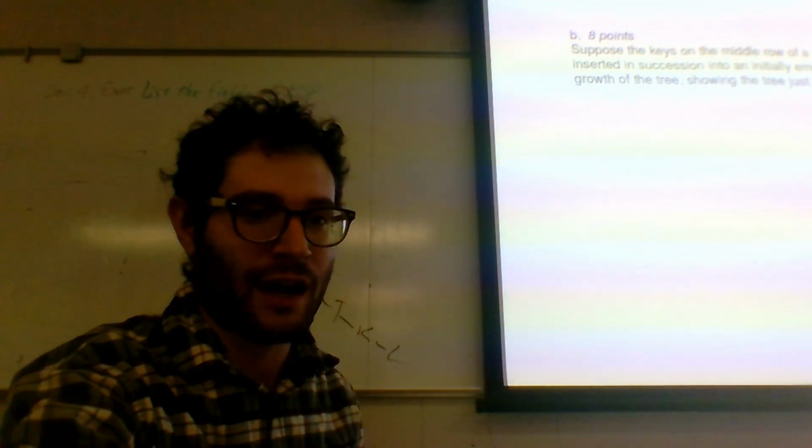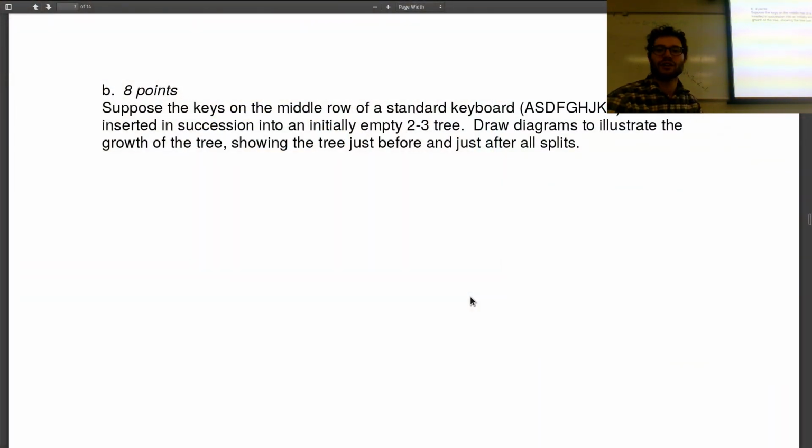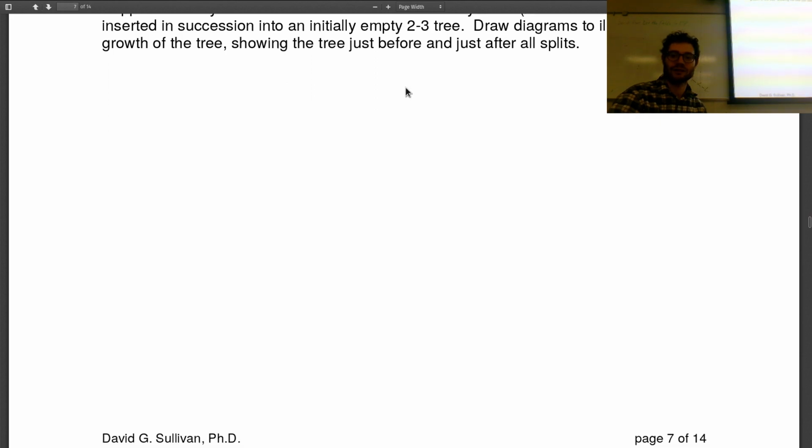Part 2 was one of those questions where I say we're just going to skip it because we haven't gone over it. We mentioned it very briefly when we did one in-class exercise. Suppose the keys on the middle row of a standard keyboard are inserted into an initially empty 2-3 tree, which is a self-balancing tree. This is a tree that helps maintain its balance by having 2 nodes and 3 nodes. We never learned how to do that, and if you're trying to find practice problems like that for the exam, just skip it, because that's not something that we've concerned ourselves with.